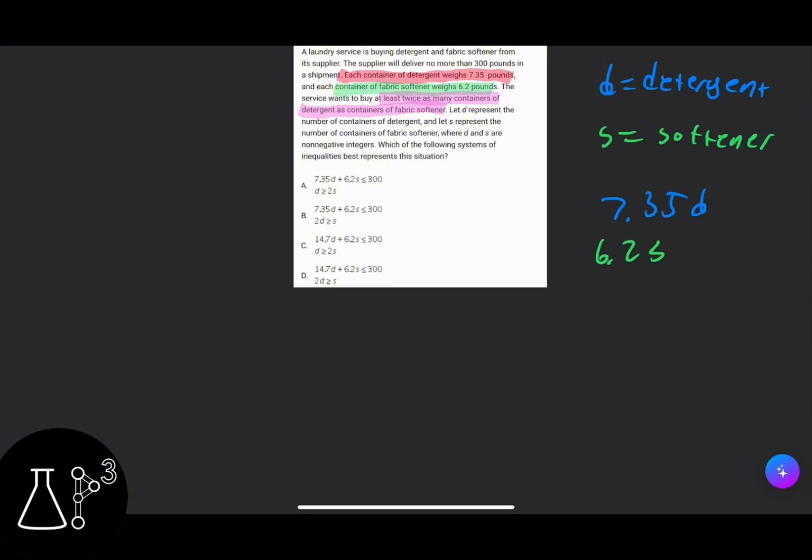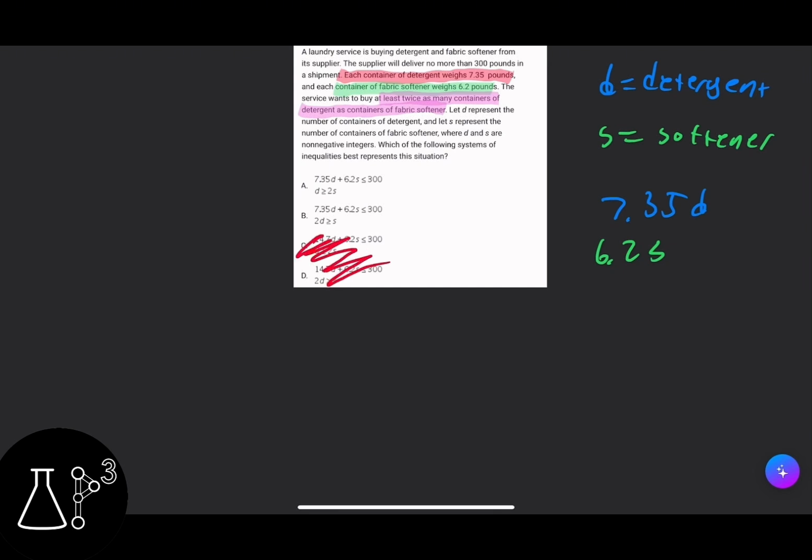So we can erase C and D because they multiplied 7.35 for no reason, because 300 should be the maximum. So 7.35 pounds per detergent should be added to 6.2 per fabric softener in order to figure out how many of each can be used so the weight doesn't surpass 300. So C and D are incorrect.